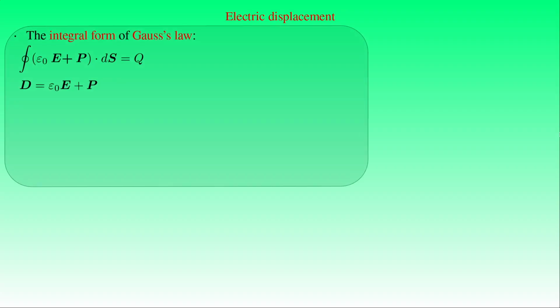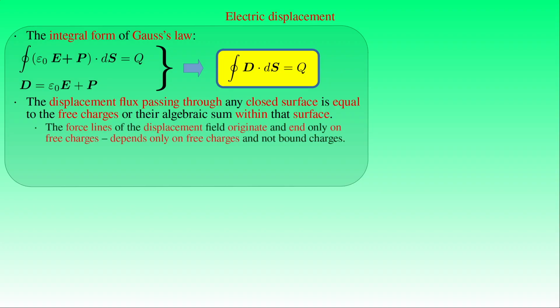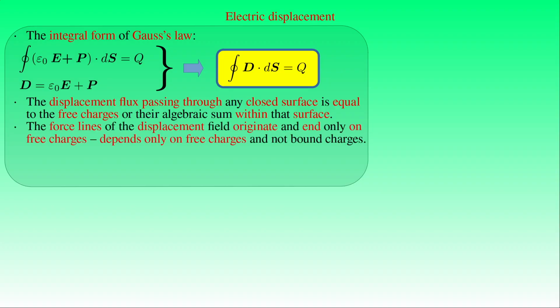By introducing the electric displacement field D, we can substitute its definition into Gauss's law derived for polarized dielectrics, and write Gauss's law for the general case in a simple form stating that the surface integral of the electric displacement D over an arbitrary closed surface is equal to the free charge Q enclosed within that surface. Then Gauss's law for dielectrics tells us that the displacement flux passing through an arbitrary closed surface is equal to the free charges or their algebraic sum within the surface. This equation indicates that the force lines of the displacement field originate and end only on free charges, and the electric displacement therefore depends only on free charges and not bound charges.